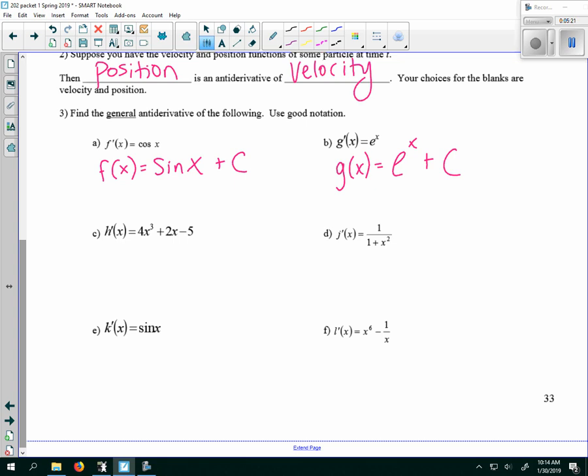And a function whose derivative is 4x cubed plus 2x minus 5. We're just undoing the power rule here. So a function whose derivative is 4x cubed would be x to the 4th, because you bring the 4 down and reduce the exponent by 1. A function whose derivative is 2x would be x squared. And a function whose derivative is -5 is -5x, and I still have the plus c.